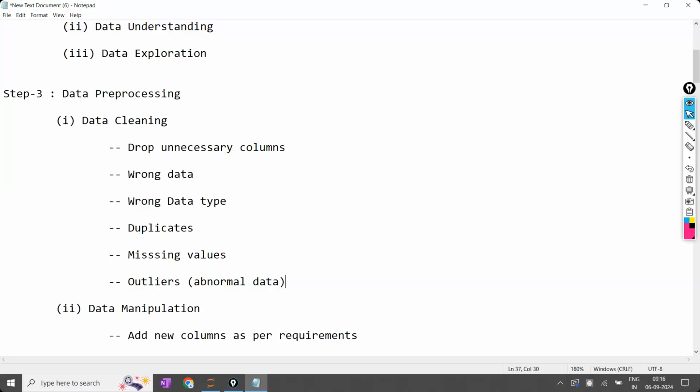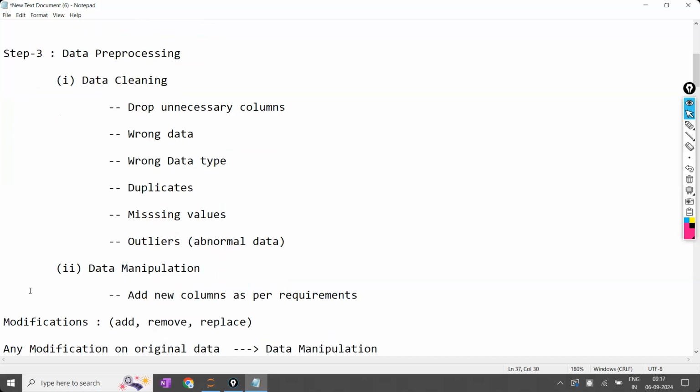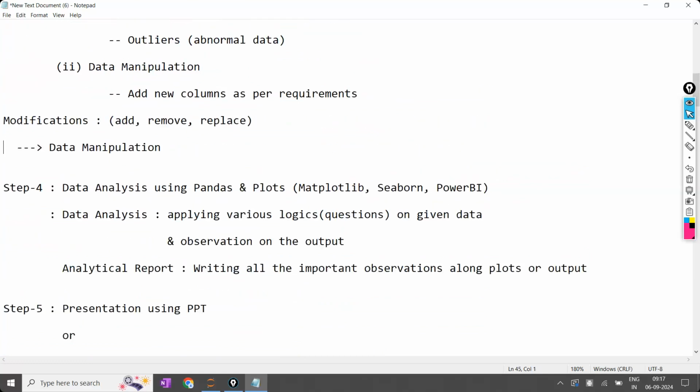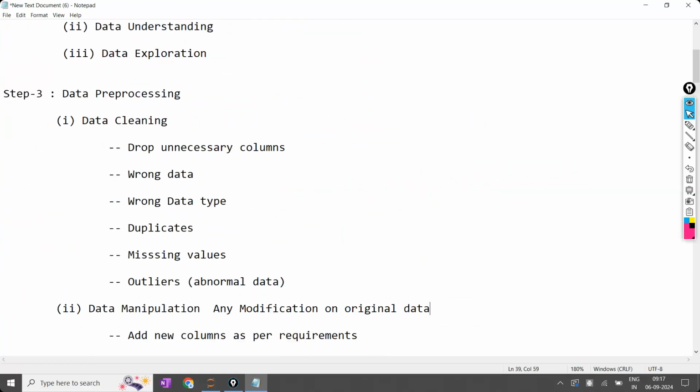You might get a project from healthcare, finance, or automobile. So different types of domains, different projects, different data sets are there. We can't treat all of them in the same way. And we are going to do the manipulation. Data manipulation means any modification done on the original data.